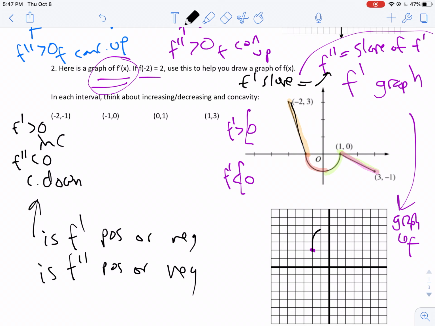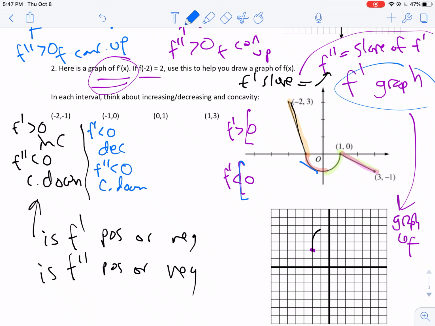Okay? Now let's go to the next interval, -1 to 0. Well, now I'm below the axis, and actually below the axis for the rest of the graph. So my f prime is negative because my f prime height is negative. That tells me that I'm going to be decreasing. And furthermore, I still have a negative slope there. So my f double prime, the slope of f prime, is negative, so I'm going to be concave down still. So decreasing and concave down, that's kind of the opposite, something like that.